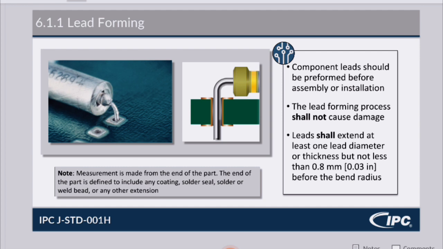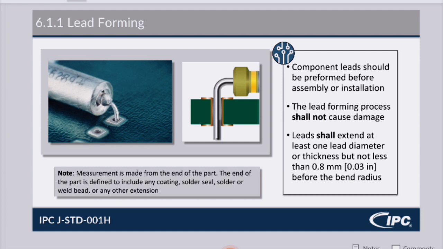Part and component leads should be preformed to the final configuration, excluding the final clinch or retention bend before assembly or installation. The lead forming process shall not damage lead seals, welds, or connections internal to components. Again, don't damage your stuff. If you break it, it's broken. It's a defect.